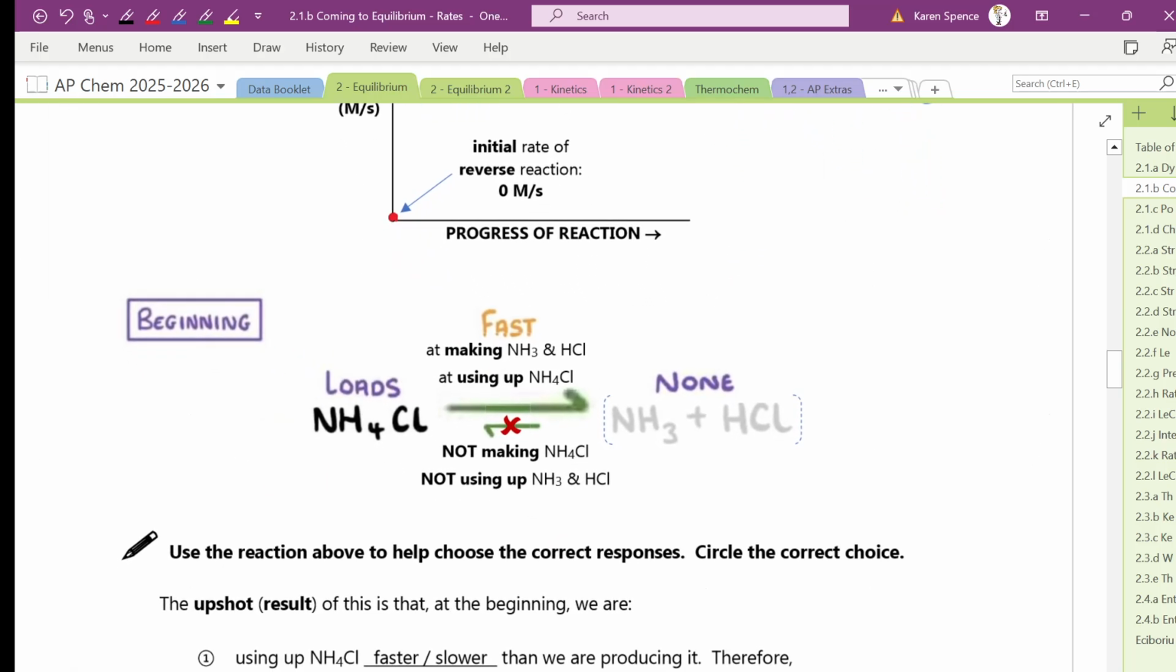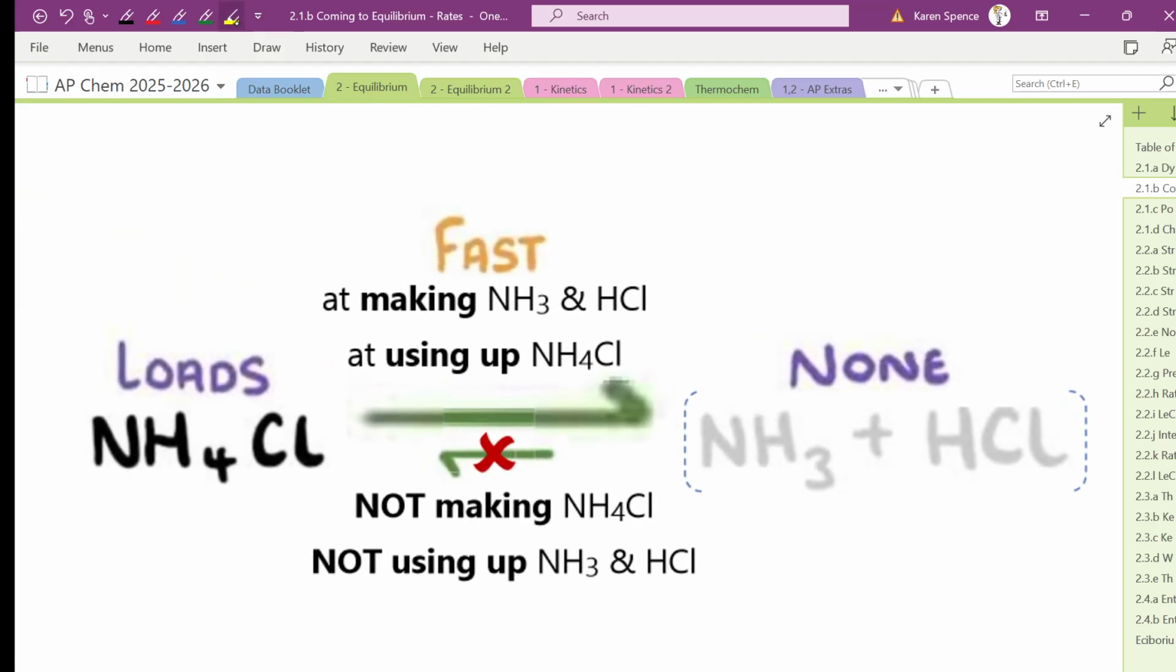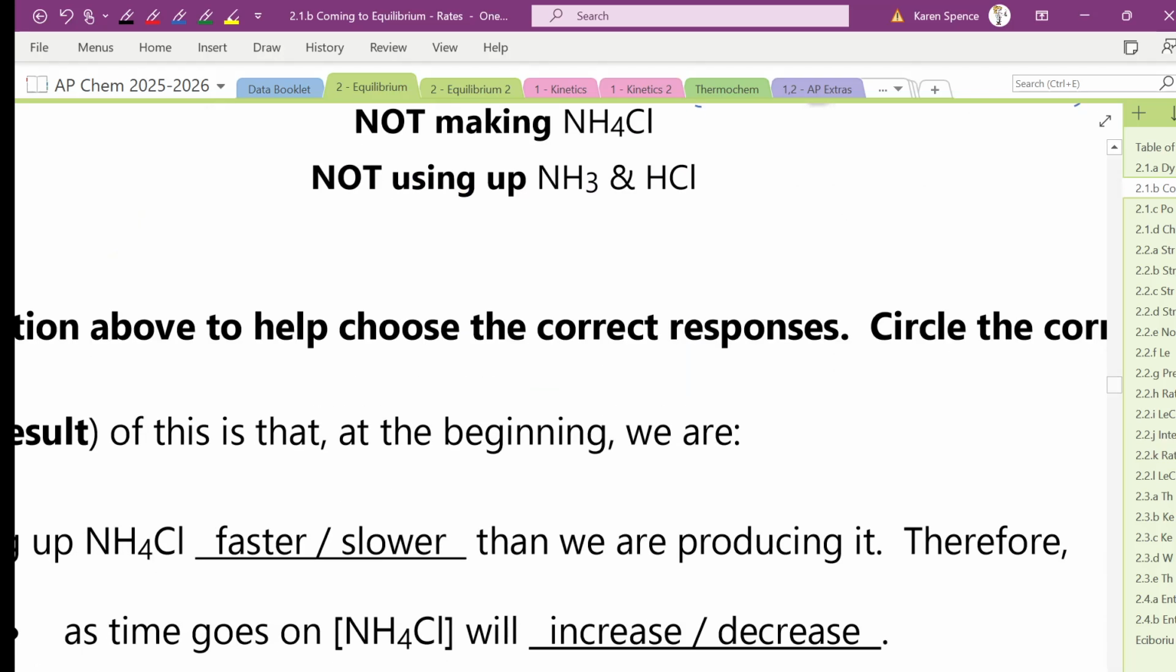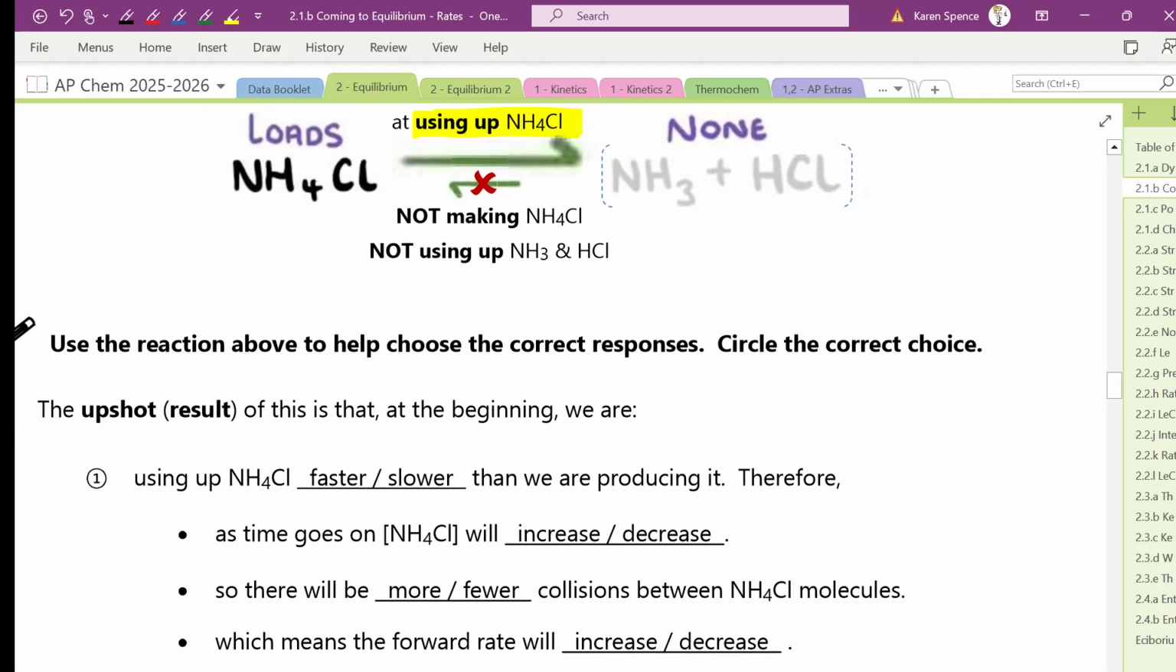So here we are. We are making NH3 and HCl. That is fast. And we are also using up NH4Cl fast. We are not making any NH4Cl, and we are not using up any NH3 plus HCl. So let's use this to choose the following responses.